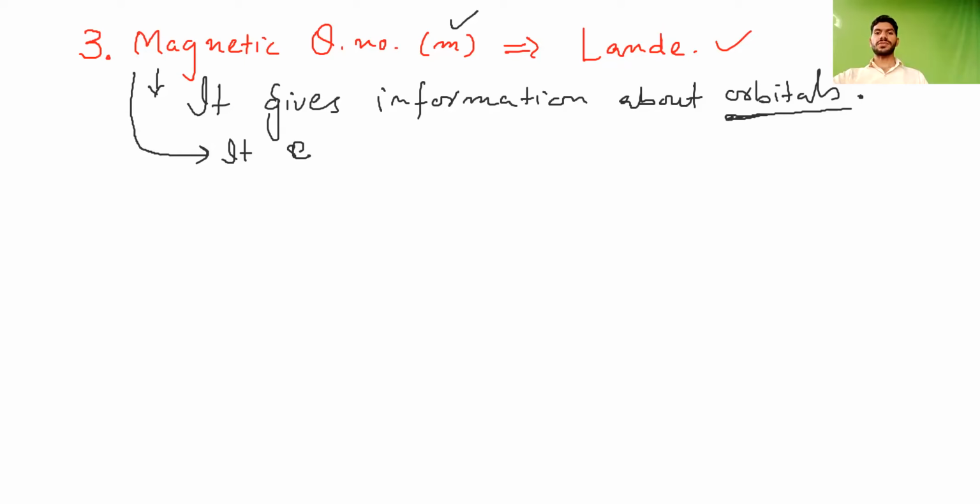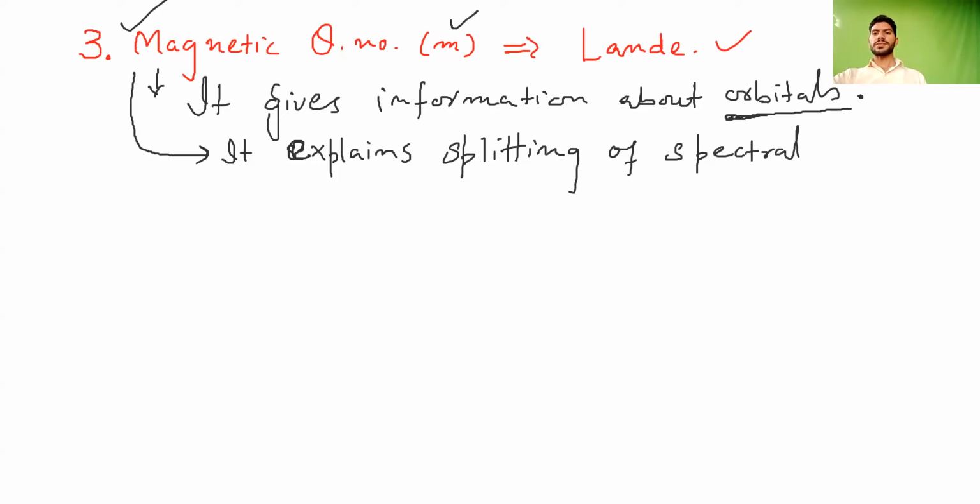So I will write it here. This is very important. If you remember, I have told you that one of the limitations of Bohr's model was that Bohr's model could not explain the Zeeman and the Stark effect. That is the splitting of spectral lines in the presence of electric and magnetic field, right? So that is actually explained by this magnetic quantum number. So it explains the splitting of spectral lines.